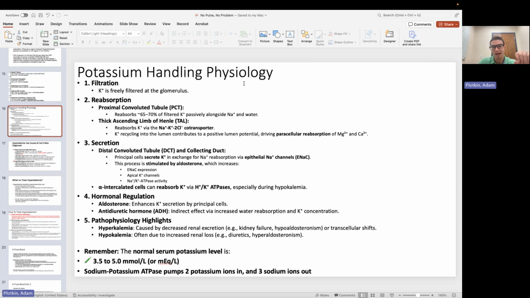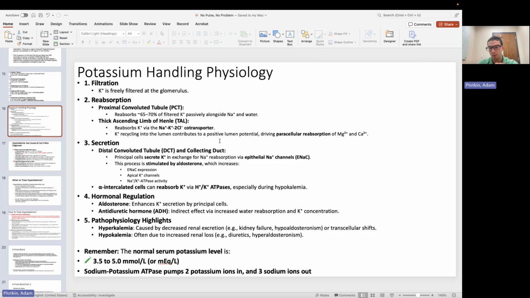So a little bit on the potassium handling physiology, just because I think it's really important for us to understand how potassium is used in the body and where it goes. So filtration: potassium is freely filtered at the glomerulus. It's reabsorbed about 65 to 75% passively in the proximal convoluted tubule along with water and sodium. In the thick ascending limb, remember that's where things like furosemide, our loop diuretics, work, and that's because we have these beautiful sodium potassium 2 chloride co-transporters, okay, that sit up there in the thick ascending limb.